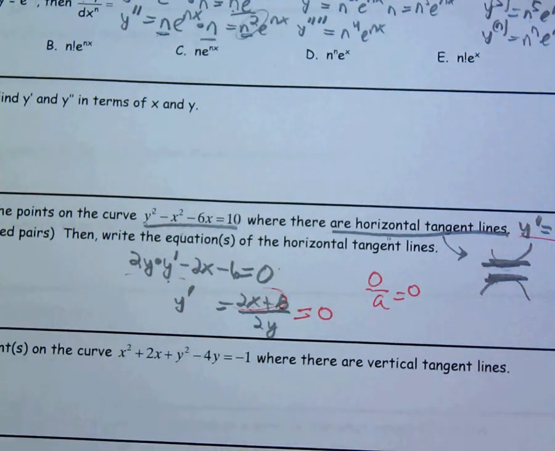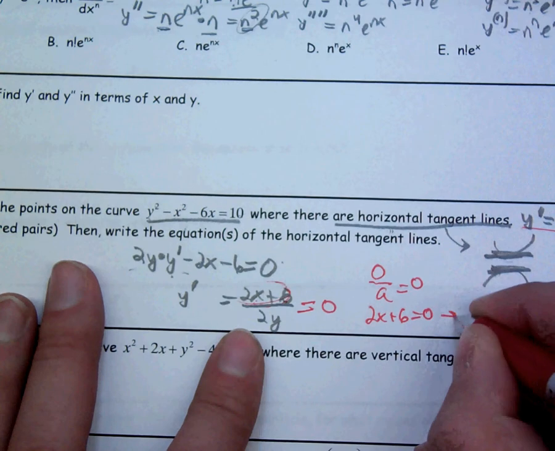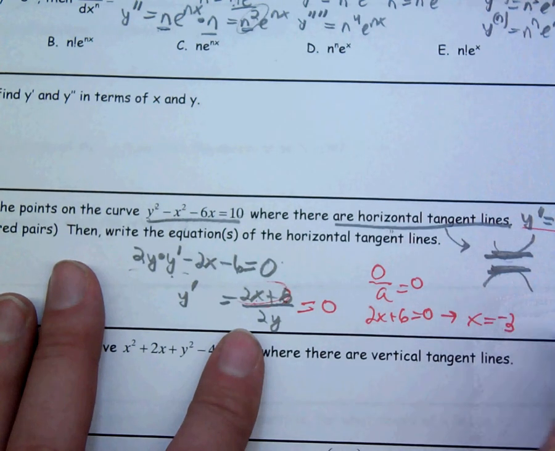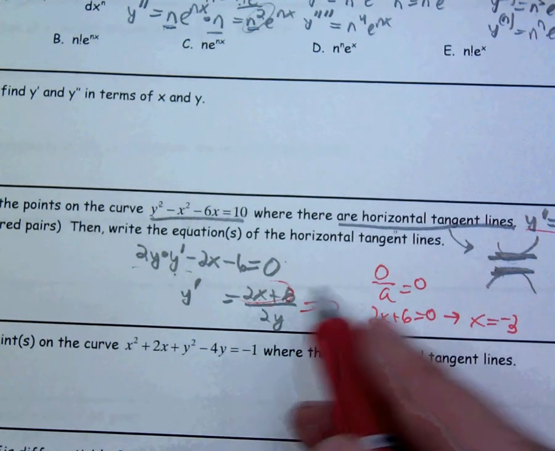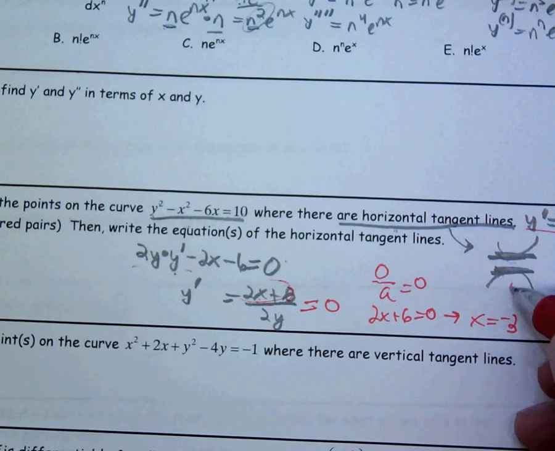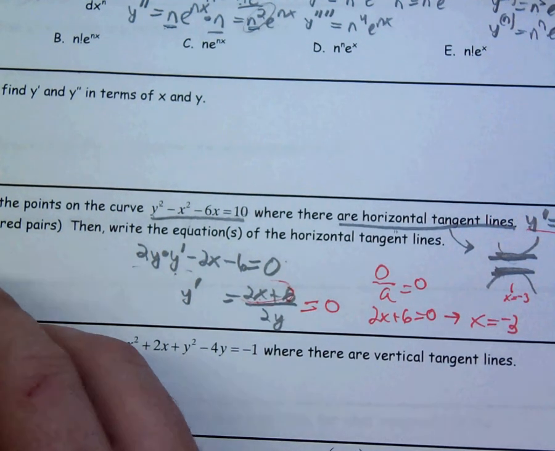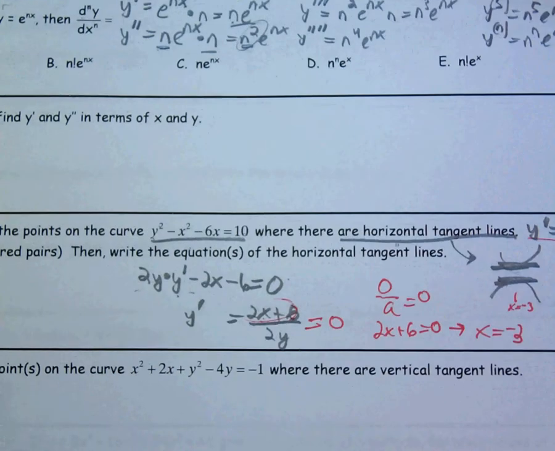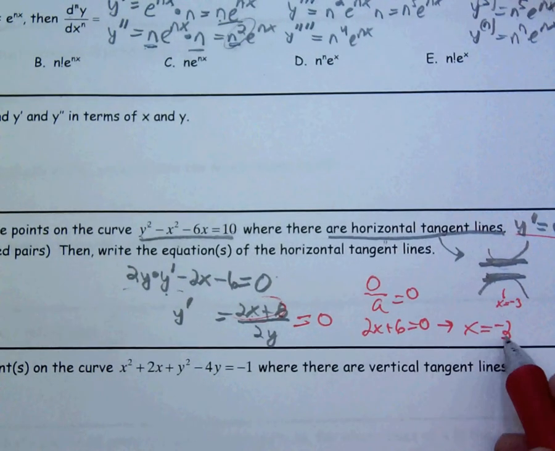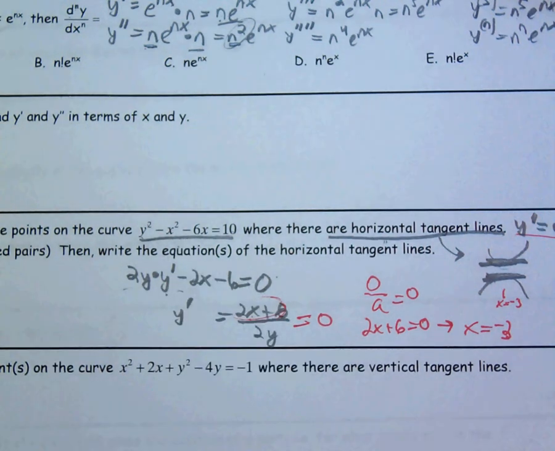So 2x plus 6 equals 0 when x equals negative 3. That is the x value where the tangent line will be equal to 0. This is x equals negative 3. It asks us to write as ordered pairs. That means we need to find the point or points, and so we need to take x equals negative 3 and plug it into our equation to solve for y.